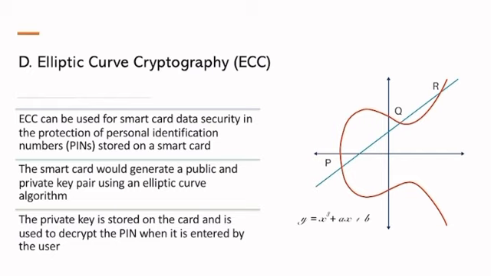ECC can be used for smart card data security in the protection of personal identification numbers, PINs, stored on the smart card. The smart card will generate a public key and private key pair using an elliptic curve algorithm. The private key is stored on the card and it is used to decrypt the PIN when it is entered by the user.